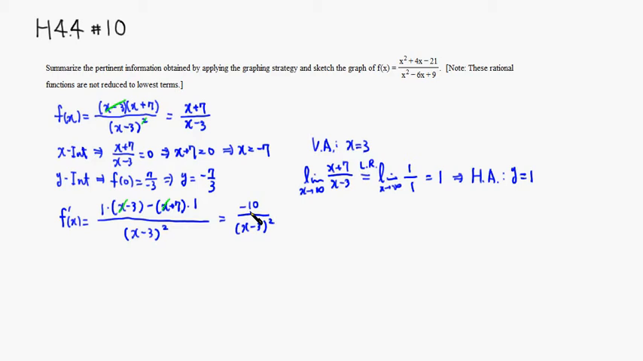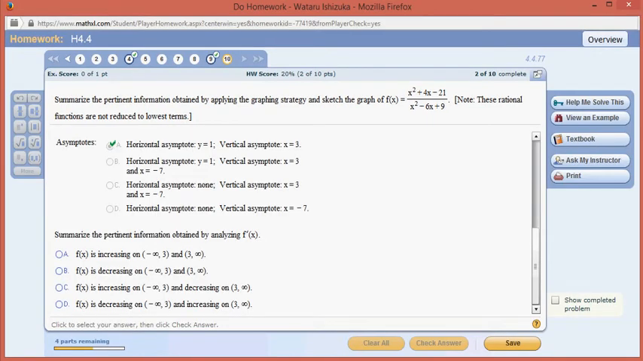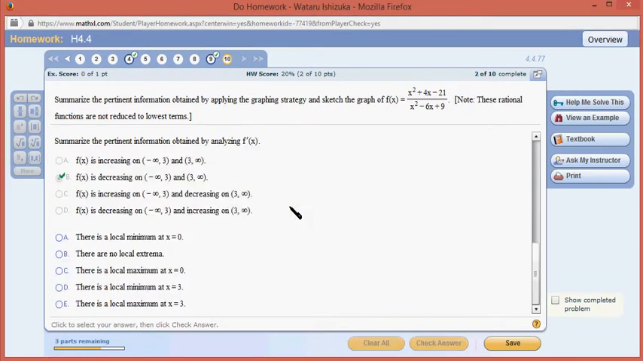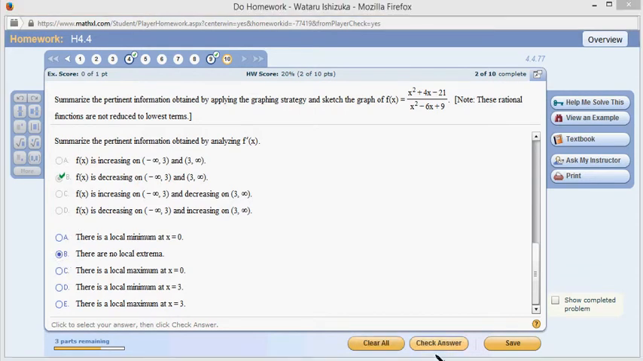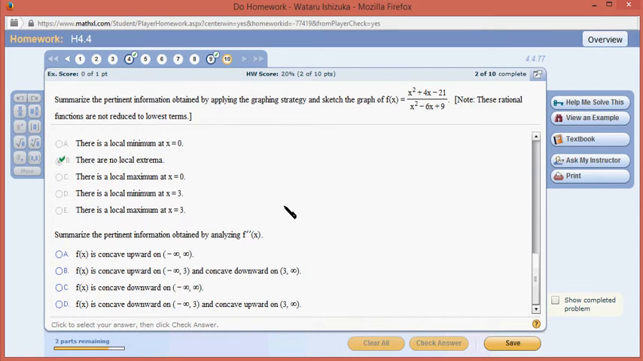Then you can see that this is always negative, which means that it's always decreasing. So it's decreasing everywhere except for 3. For local max and local minimum, since it's always decreasing, there is no local extrema. We have that.